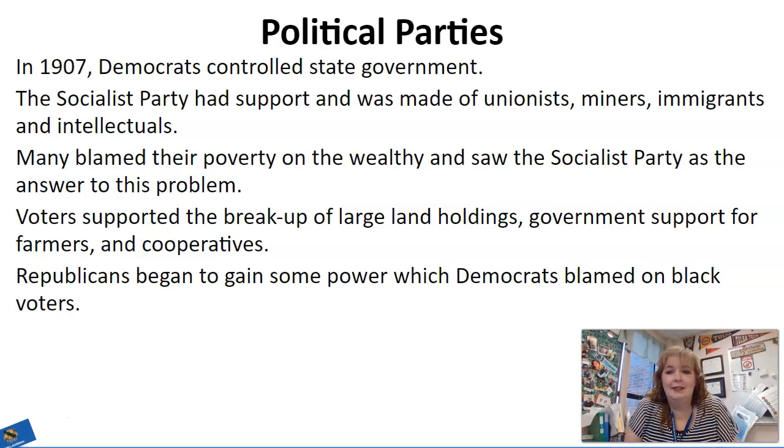Republicans began to gain some power in the state, and they blamed this on the black voter. And this is important because you remember that we have all black towns in the beginning of our state. And these all black towns, they're going to look at and say, well, they're voting primarily Republican, which is a change away from the strongly held Democrat Party. Oklahoma will be a Democratic state, they called them Yellow Dog Democrats, for decades.